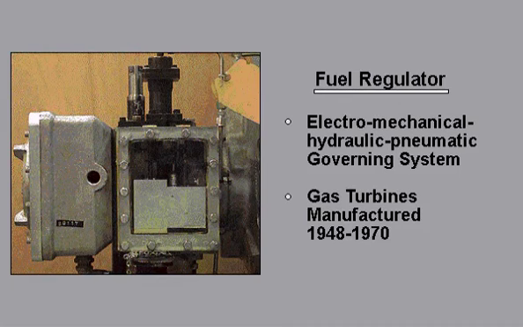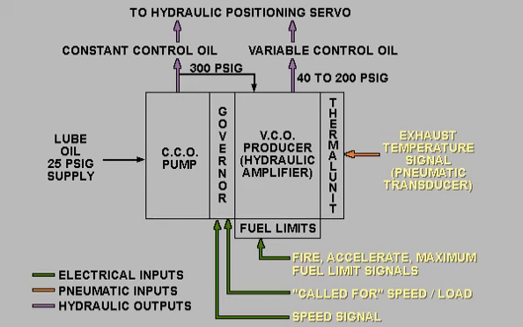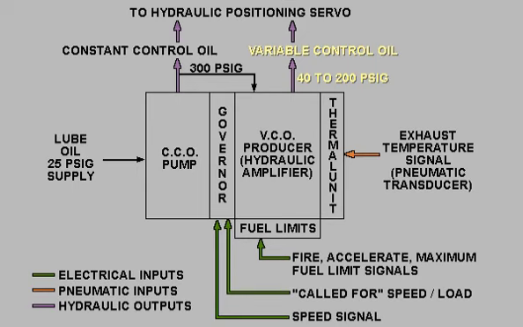The fuel regulator is an electromechanical hydraulic pneumatic governing system for gas turbines manufactured between 1948 and 1970. This system takes electrical and pneumatic input signals to control the fuel flow rate to the combustion chambers of the gas turbine. This hydraulic output signal is known as variable control oil and can vary from 40 to 200 psig depending on the desired fuel flow.